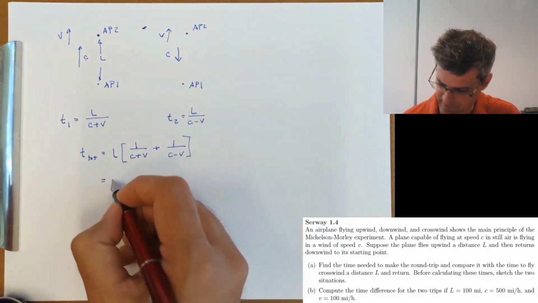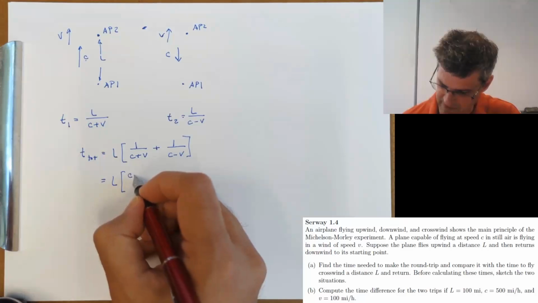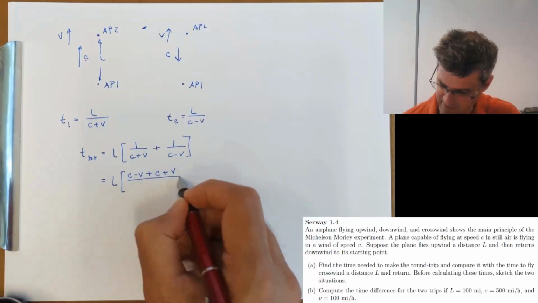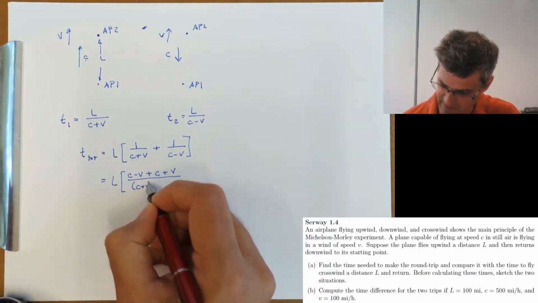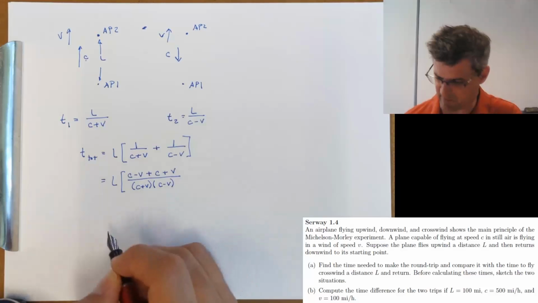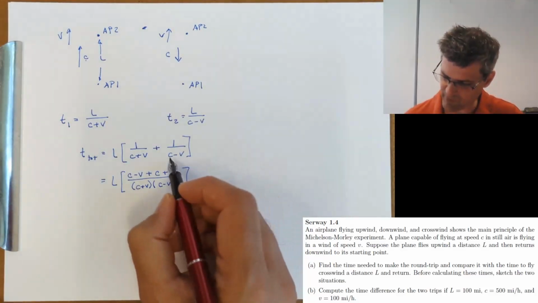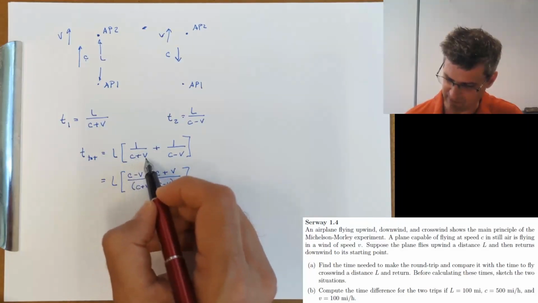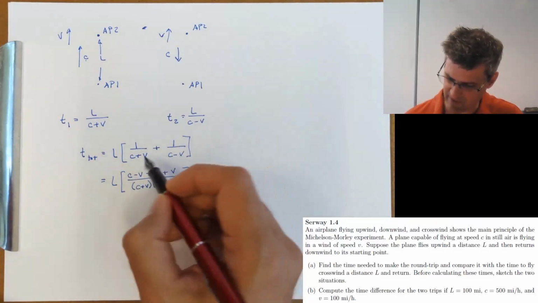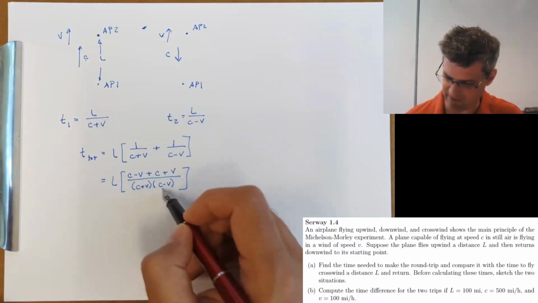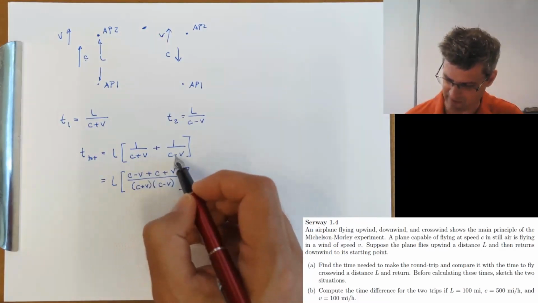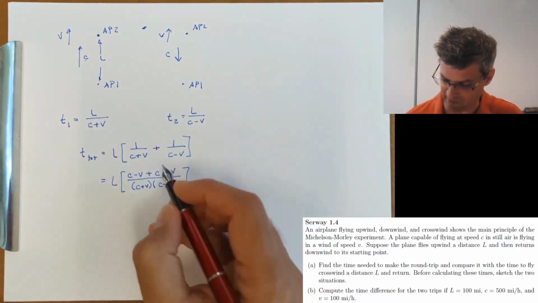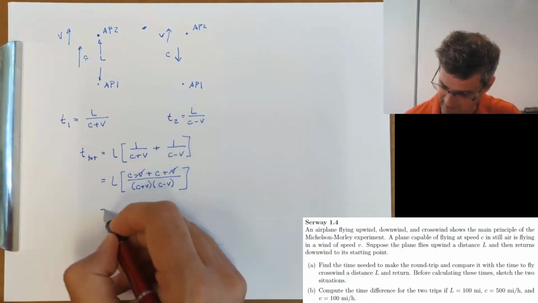We want to get a common denominator. So that would be c minus v plus c plus v over c plus v, c minus v. So I multiplied c minus v on top and bottom here. I multiplied c plus v on top and bottom here, which gave us c plus v, c minus v as the denominator of both of those things. But then I had a c minus v and a c plus v that I was adding together with that common denominator. The v and v cancel out.